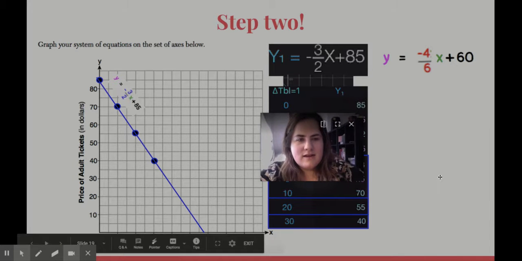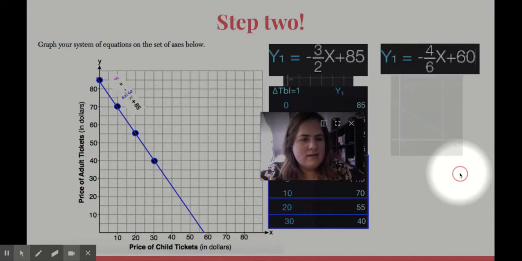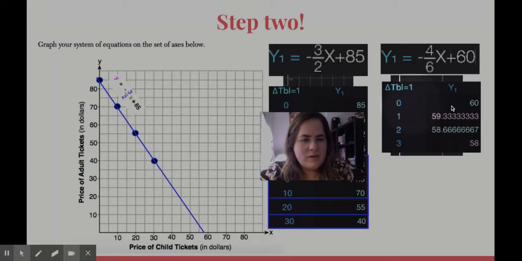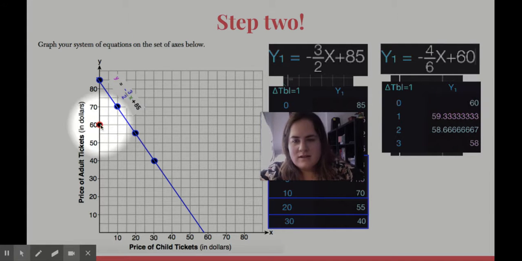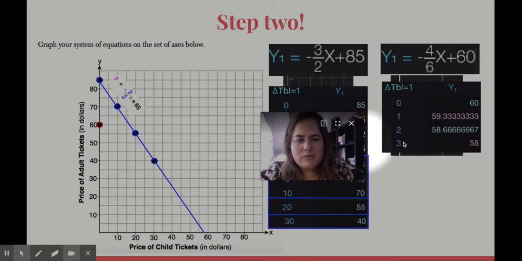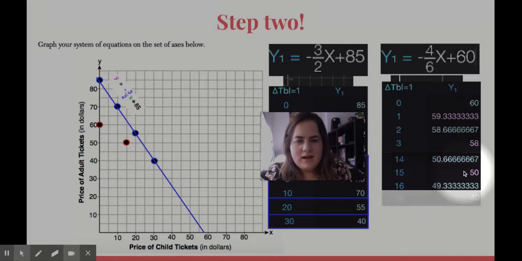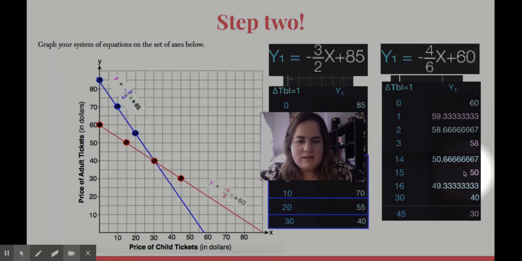Our second graph looks like this in the calculator. And the first point I want to plot is 0, 60, which ends up right there. I don't really want to plot 358, so I'm going to wait till I get to 1550. That's easier to plot. Keep plotting until you feel good about drawing your straight line and labeling.